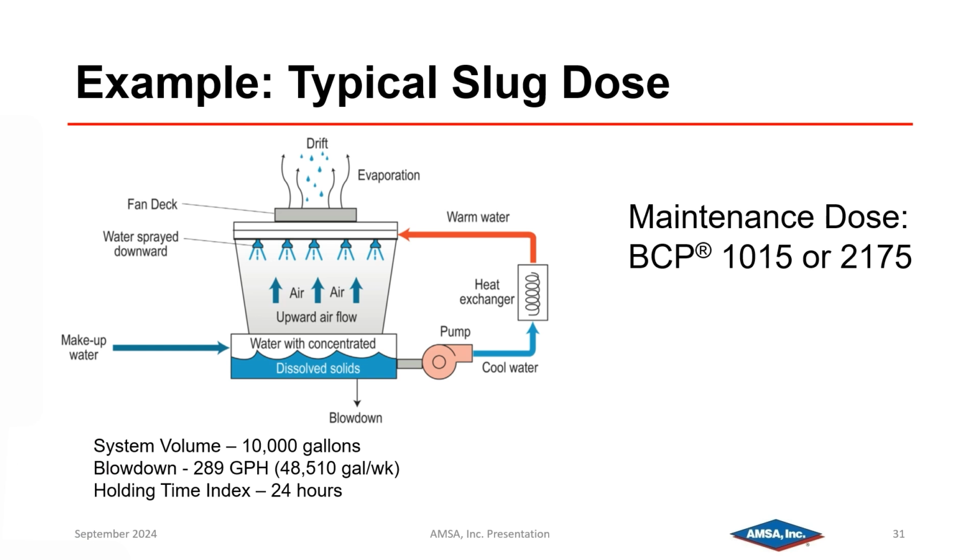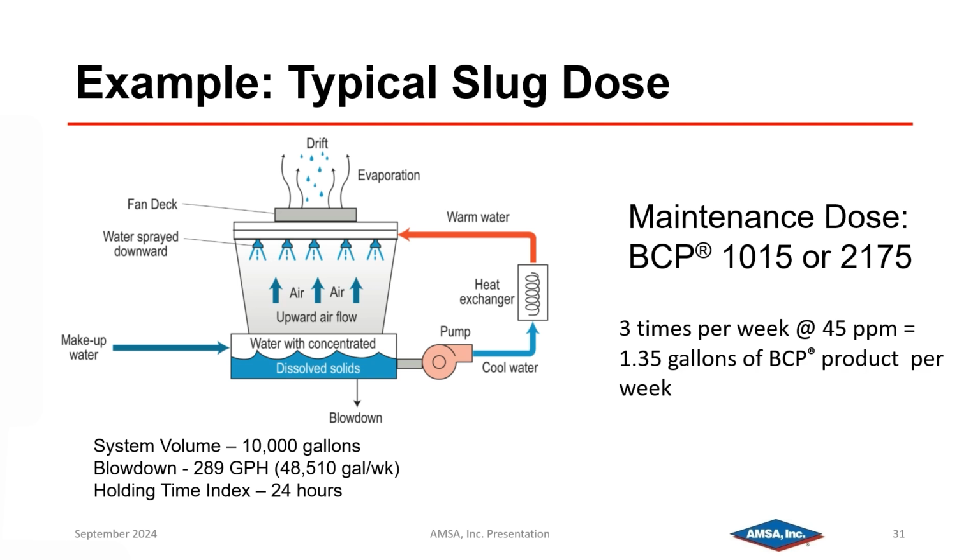This is a graphic of a typical cooling water system. Let's look at a slug dose program with AMSA BCP 1015 or 2175. The system volume of this system is 10,000 gallons of water. The blowdown, 289 gallons per hour, and the holding time index, 24 hours. If you have a slug dose program that is 3 times a week at 45 ppm, you would be looking at using 1.35 gallons of BCP product per week.